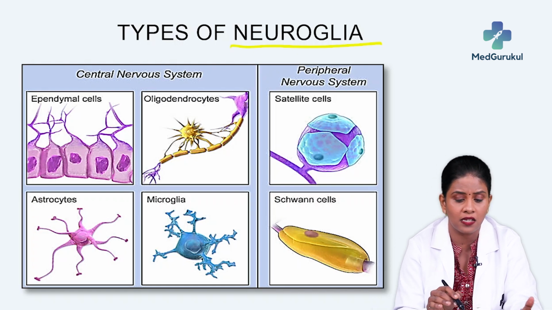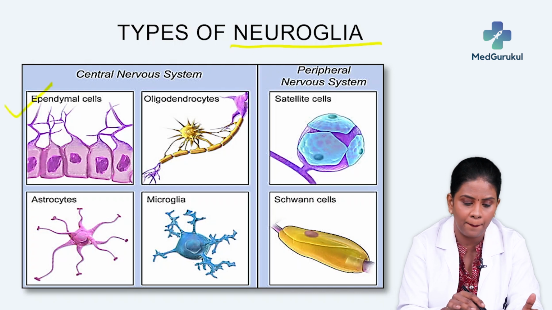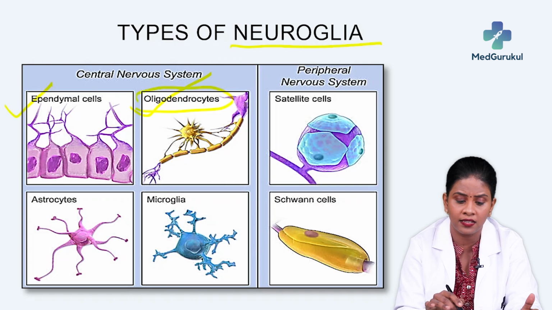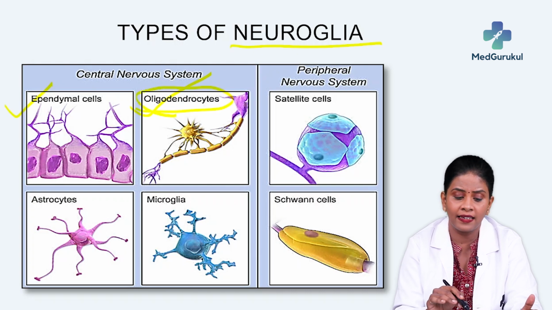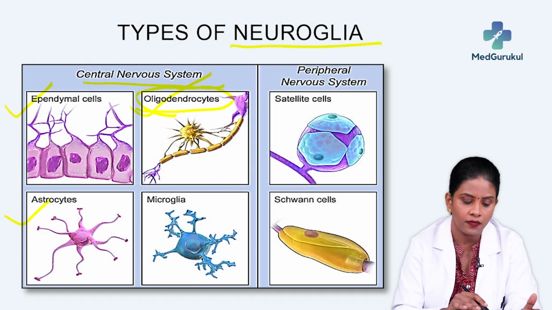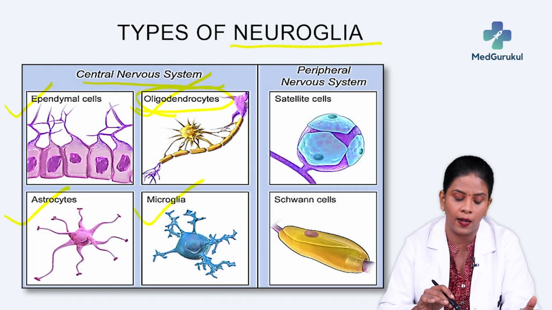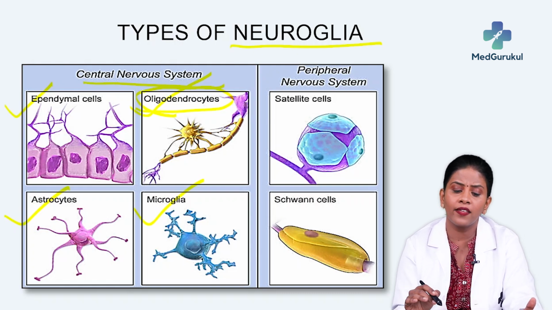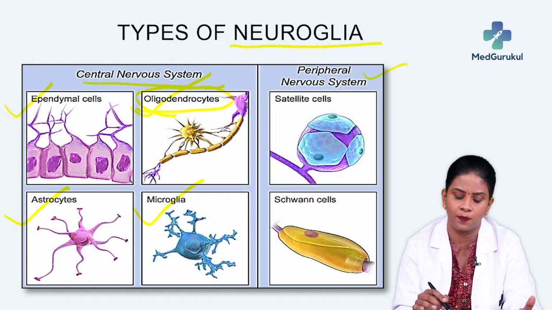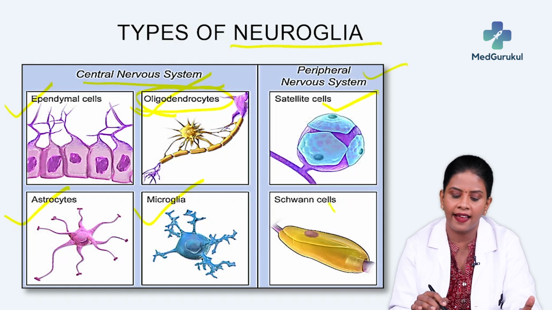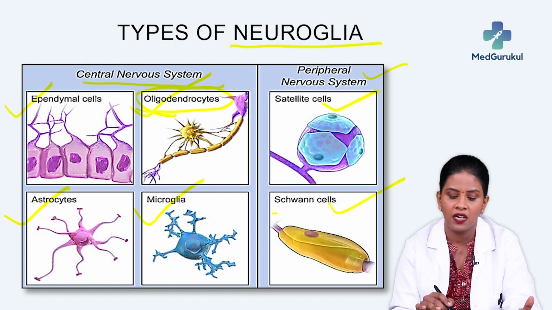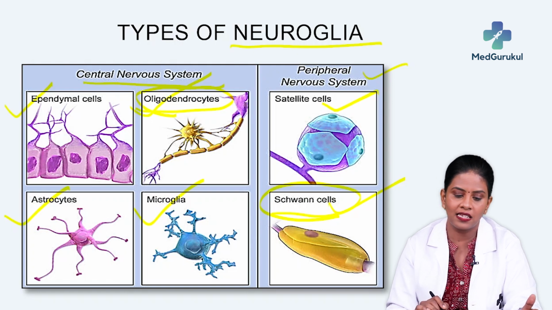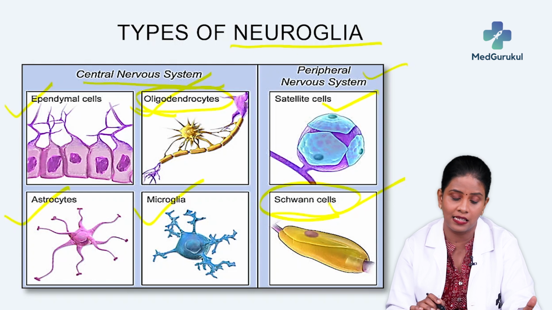So, in the central nervous system, what are the neuroglial cells? You can see the ependymal cells, oligodendrocytes which we saw already, because this is the cell responsible for myelination in the central nervous system, astrocytes and microglia. So, these are the neuroglial cells present in the central nervous system. What are the neuroglial cells present in the peripheral nervous system? It is satellite cells and Schwann cells which we saw already. These Schwann cells are responsible for myelination in the peripheral nervous system. So, these are the types of neuroglial cells.